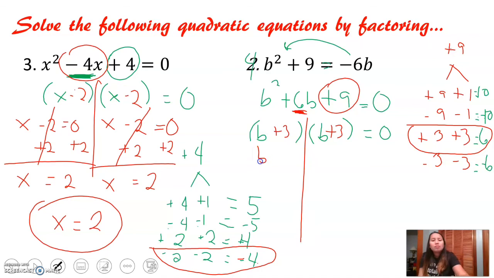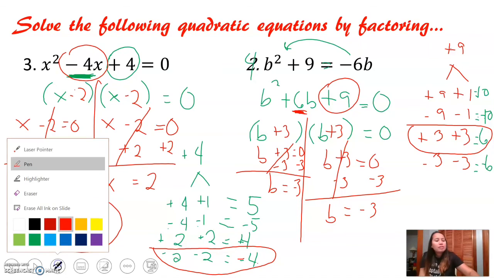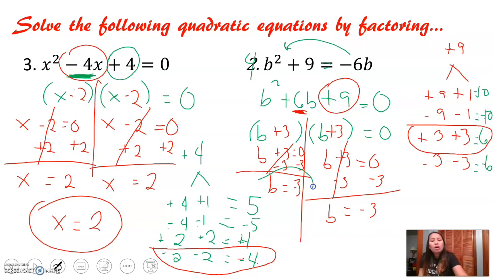Let me solve. b plus 3 equals 0. That's going to be minus 3, minus 3, cancel out. We're left with b equals negative 3. Here, pretty much the same, minus 3, minus 3, b equals negative 3. Again, this time we ended up with one same answer. So the solution for number 4 is b equals negative 3.